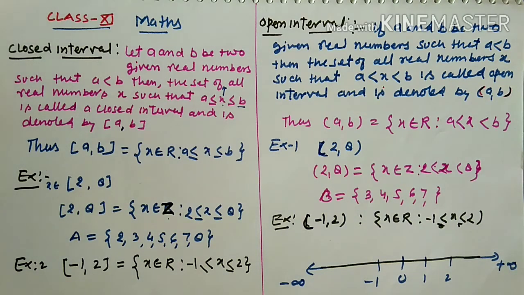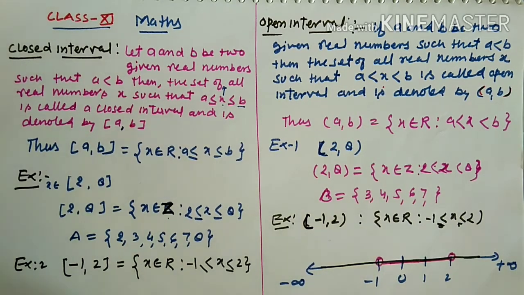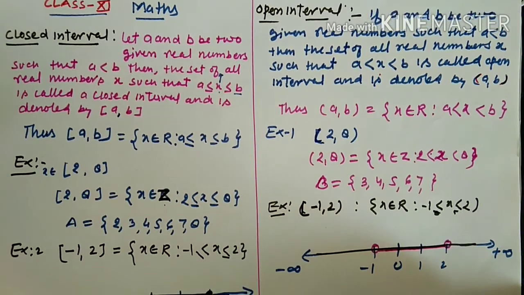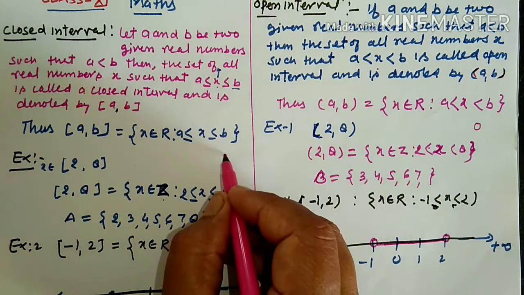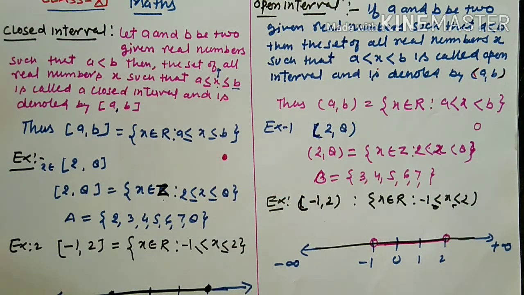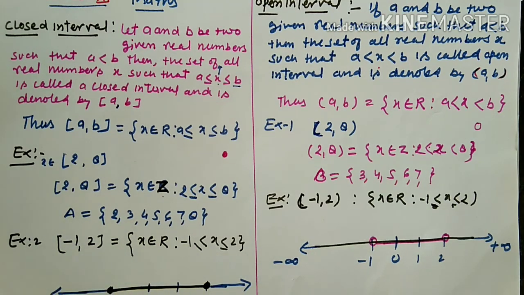Clear? Okay. Now if you draw the structure on this number line, we write an open circle over there, an open circle here also, and a dark line between them. These open circles are the indication, as opposed to a closed, black dotted circle. So this is indicating that we will not take -1 and 2. Clear? So this is the open interval.